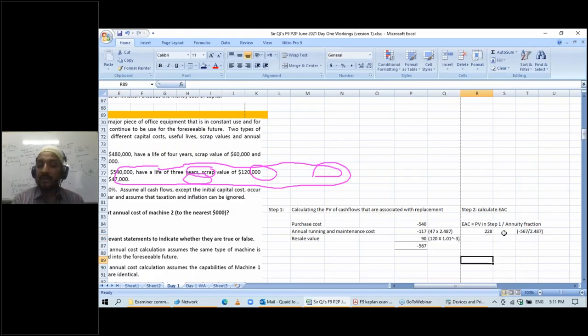So now this EAC is the annuity. It is the equal payment that will occur over 3 years, meaning 228 per year for 3 years. This is obviously adjusted for the cost of capital as well. This covers the time value of money as well.